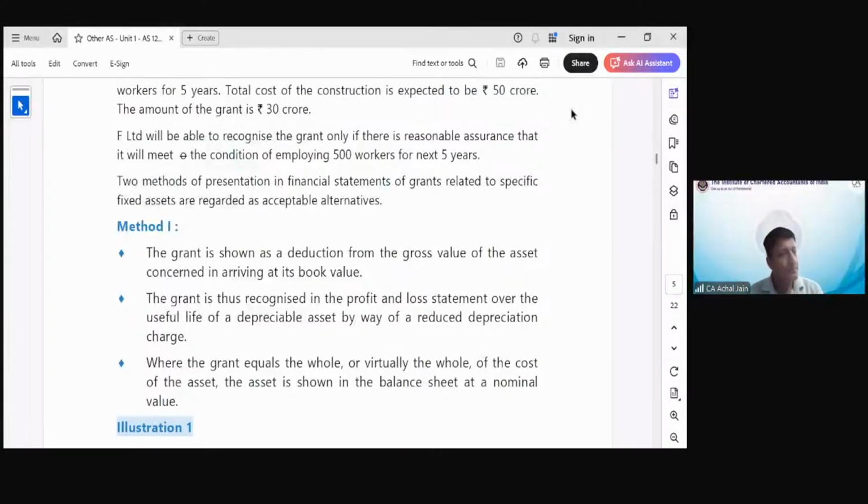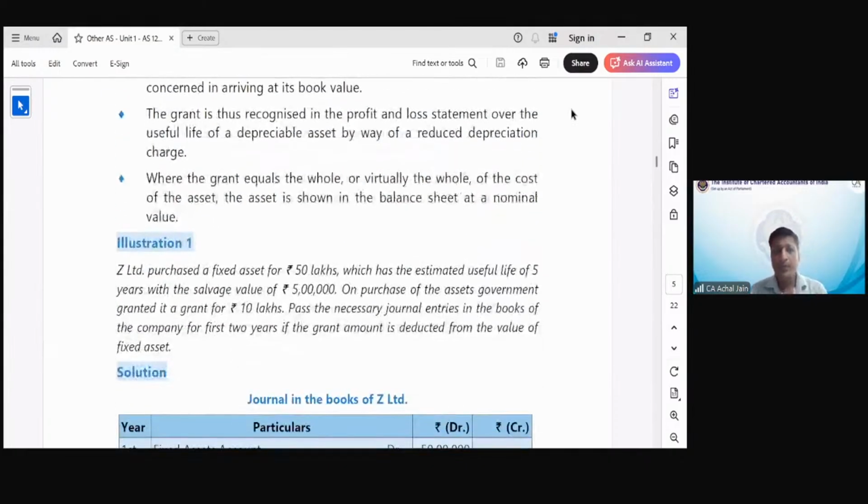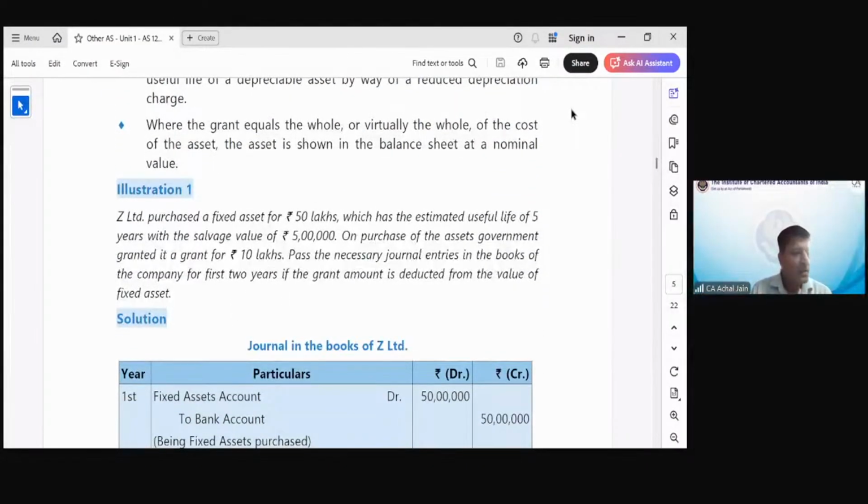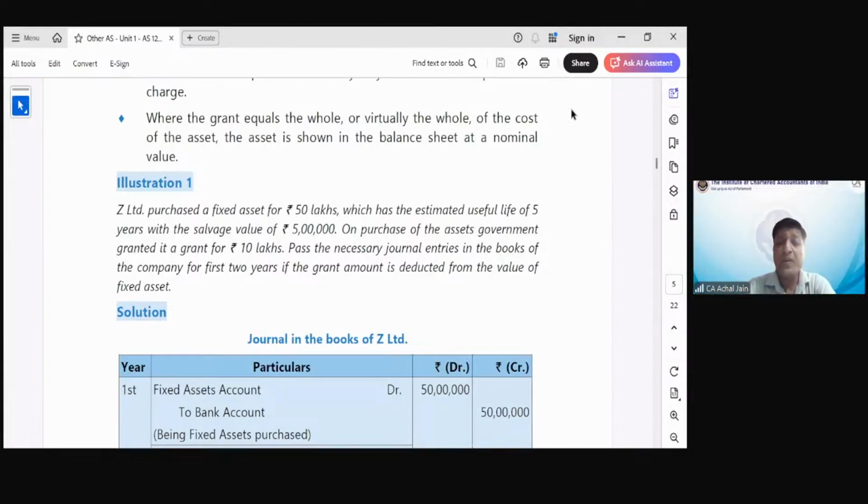Sir, in the first year, the purchase entry will be made: fixed asset to bank. The amount will be 50 lakhs. The amount of purchase will be 50 lakhs minus 10 lakhs. When you purchase the fixed asset, you'll record the fixed asset at 50 lakh, correct? Yes. Sir, but it is written to deduct the amount.